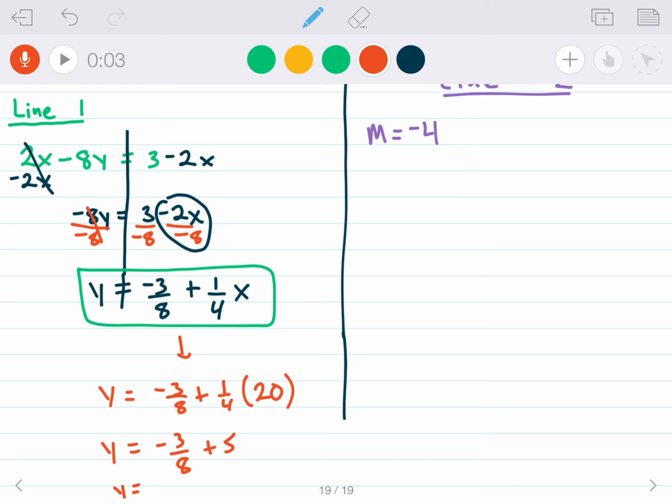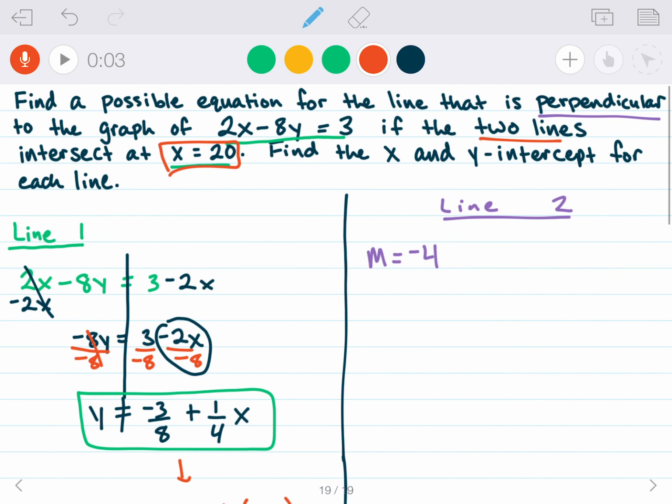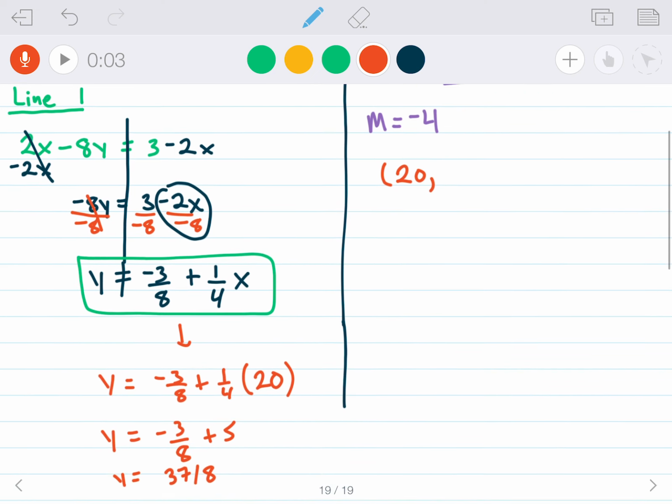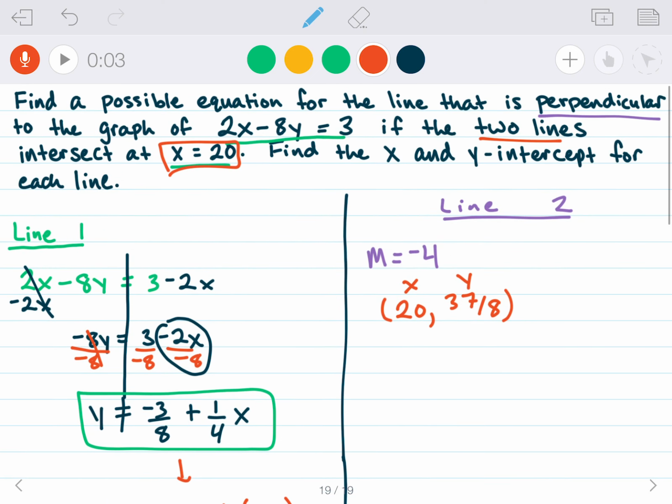I'm getting 37 over 8. So that's all we need. That was the clue. The clue was that both of these lines share the point x equals 20, y equals 37 over 8. Okay, that's where these lines meet. That's where they intersect. They have the same x and y values at that point.